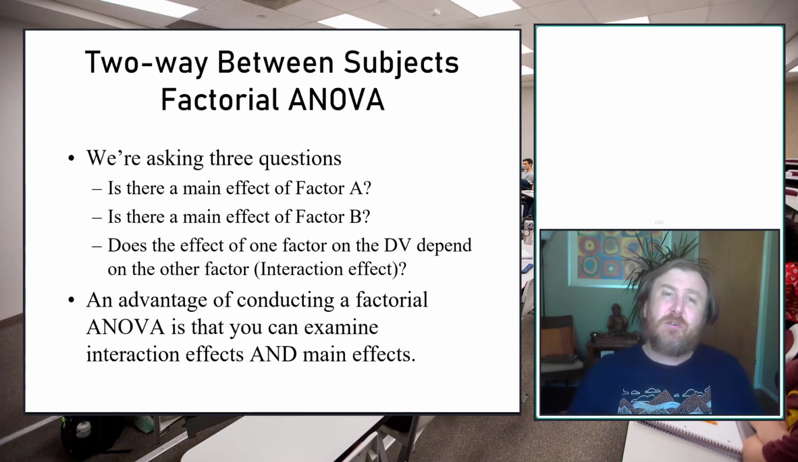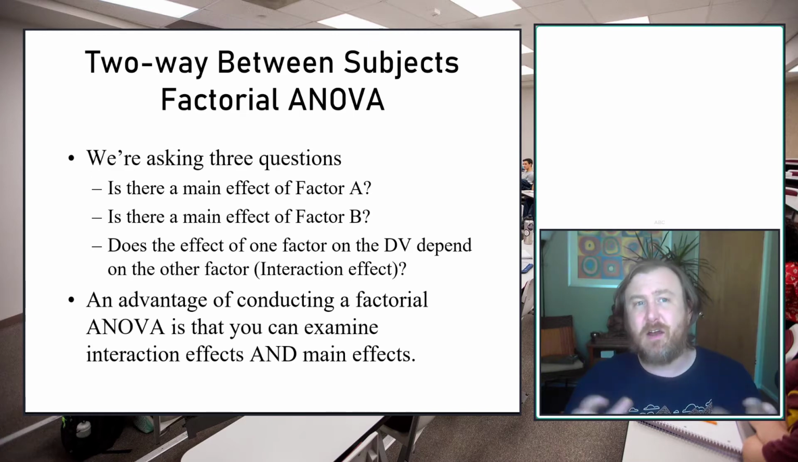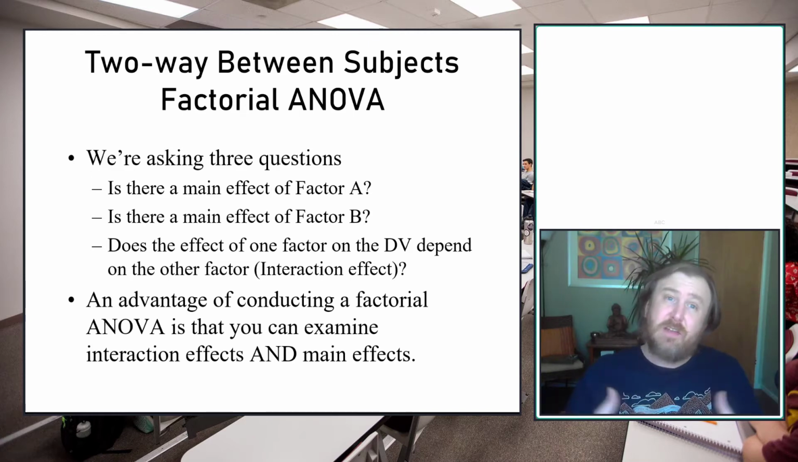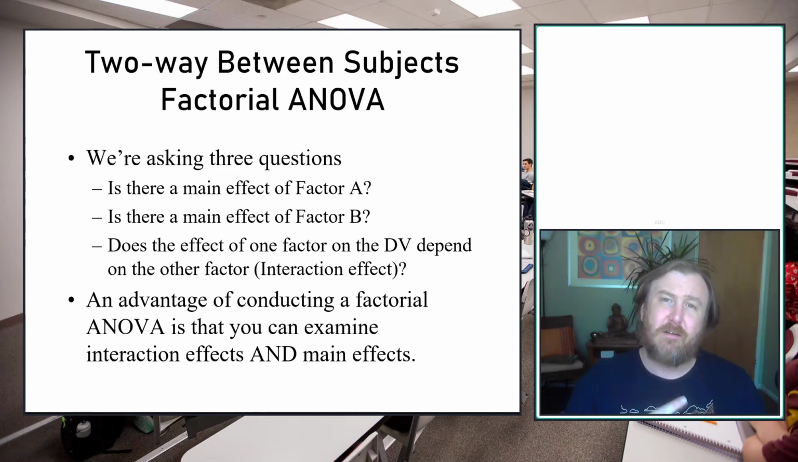Okay, so to keep it simple, we're going to go through some of the concepts that underlie two-way ANOVA. Now, naturally, these are going to expand to a 3-way ANOVA or a 4-way ANOVA. But we'll start with a simple example. So a 2-way ANOVA is essentially asking 3 questions. We're asking, is there a main effect of factor A? Is there a main effect of factor B? And does the effect of one factor on the dependent variable depend on the other factor? And this is called the interaction effect.